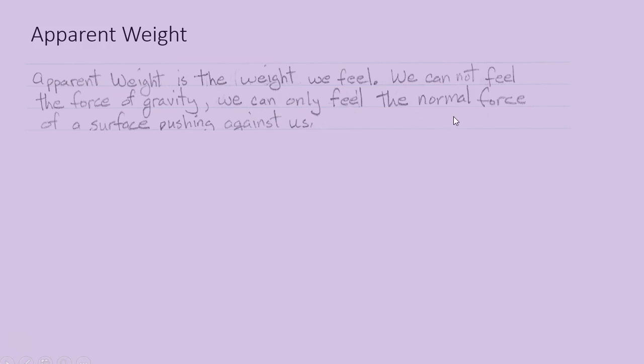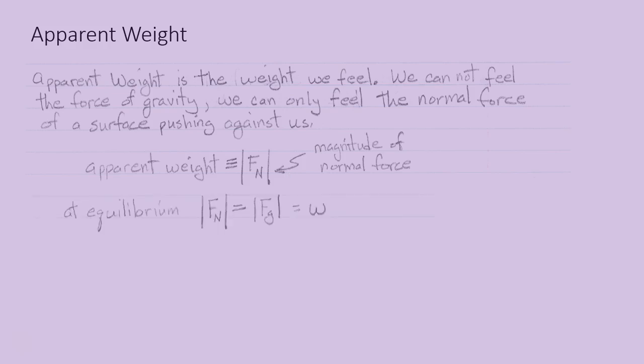So what we feel is the normal force of a surface pushing against us. So that's important to understand, that apparent weight is what we feel. Apparent weight is actually the normal force of whatever surface is pushing up on us. And of course, apparent weight is a scalar quantity, so we're talking about the magnitude of the normal force. At equilibrium, that means the normal force is equal to the force of gravity or weight. And by equilibrium, I mean that we have no net forces, no acceleration.